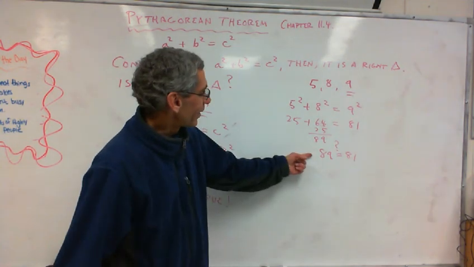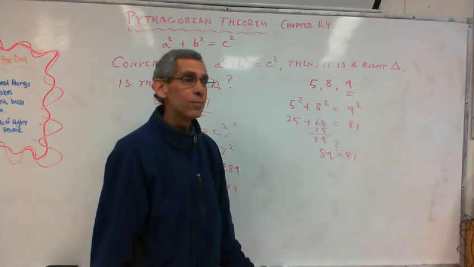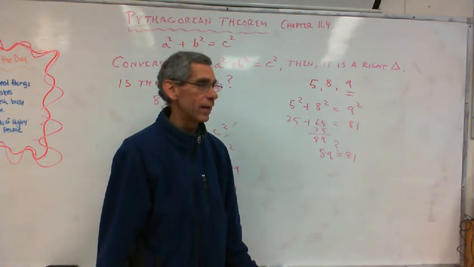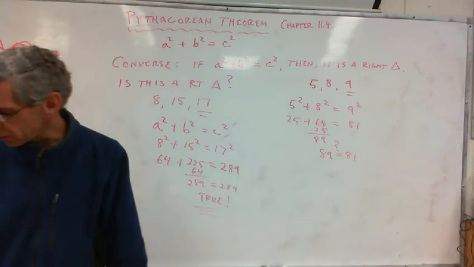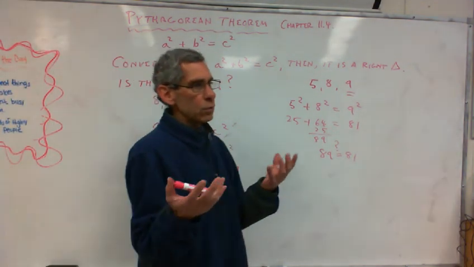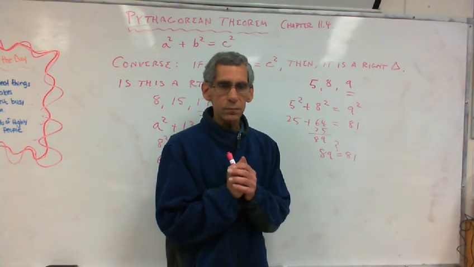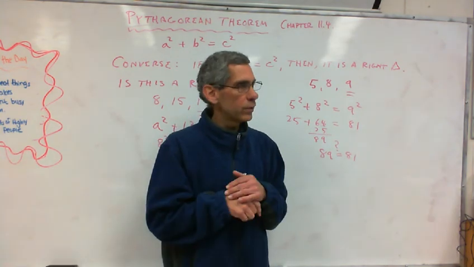All right, so 89 is equal to 81. No! It's still a triangle, but it's a wrong triangle, like they were saying. It's not a right triangle. So it's pretty straightforward. And then there are word problems, but you just always look for your triangles and where they are and what you're going to do. It's pretty straightforward.